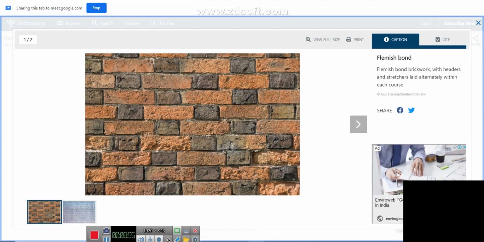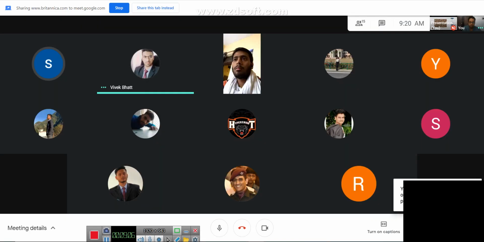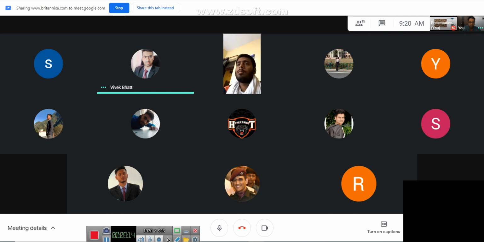Again, when you observe the second course, you will be placing a stretcher first. You have a header, stretcher, header, stretcher, header. Okay. So this is how it is different from an English bond. In an English bond, you will have alternate courses of stretchers and headers. In a Flemish bond, in the same course, you are placing stretchers and headers alternately. Okay, is it clear?